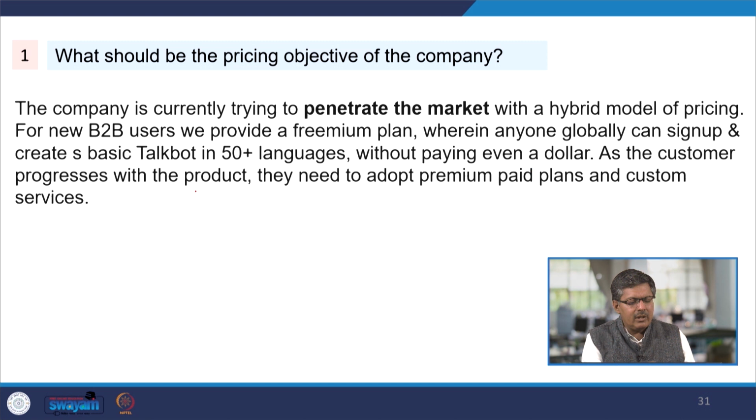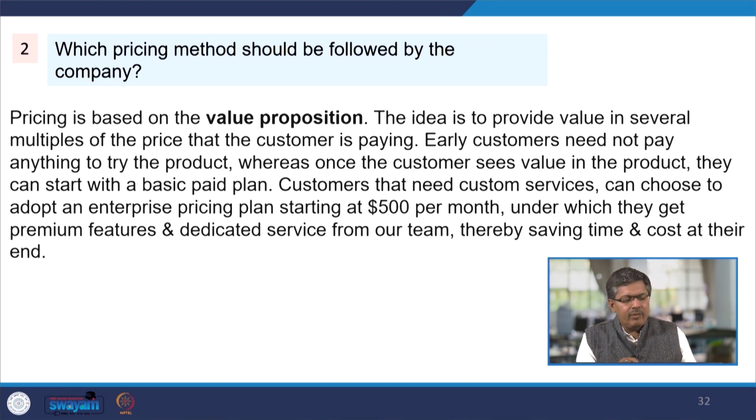As the customer progresses with the product, they need to adopt a premium paid plan and customer services. So as the product will be utilized by the company, their profits will increase. They can also use more advanced products of this company, Person8 AI, right. What pricing method should be followed by the company? The pricing is based on the value proposition, right. So the idea is to provide value in several multiples of the price that the customer is paying. Early customers need not pay anything to try the product. So, in order to bring the customer in, they are giving a free service.